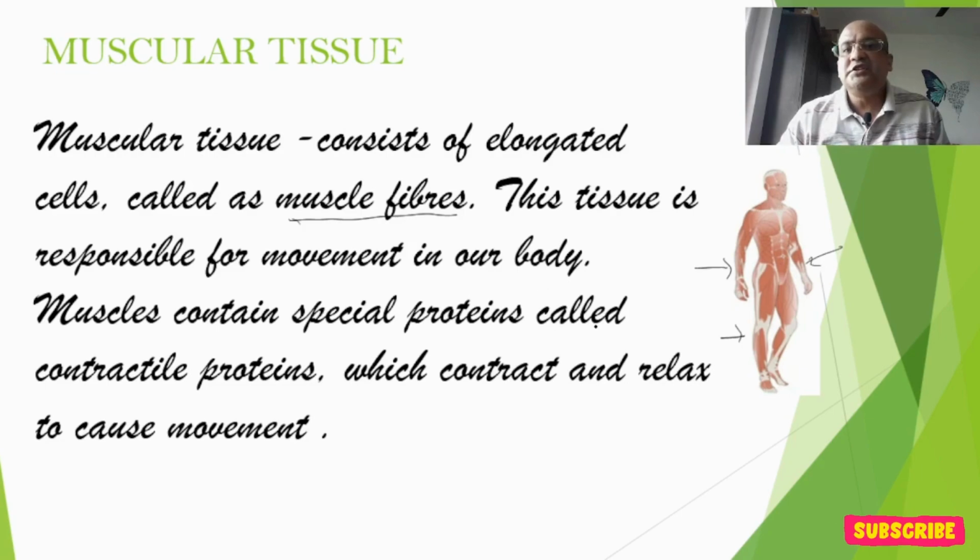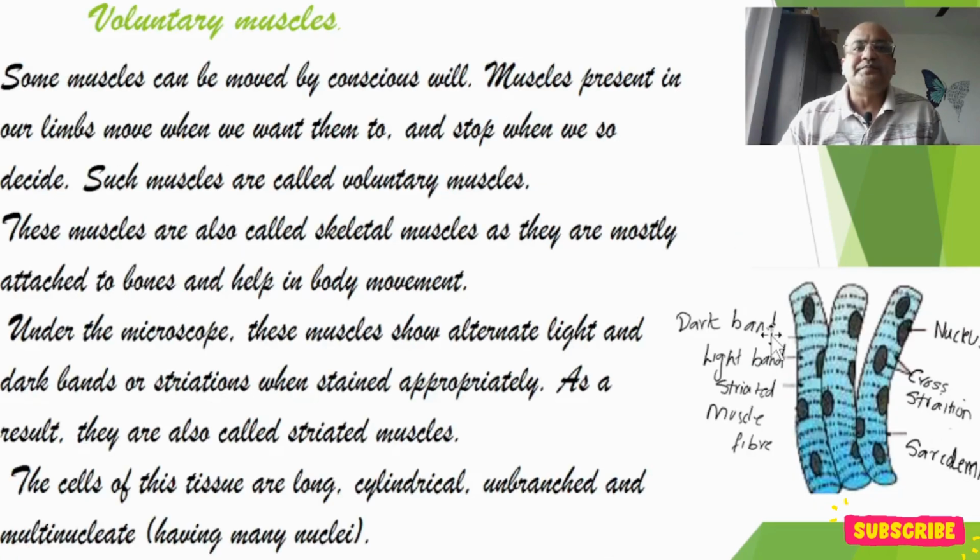The muscle contains special proteins called the contractile proteins, which contract and relax to cause the movement. How is this movement caused? When one muscle contracts and another relaxes. So the contraction and relaxation of these causes the movement.